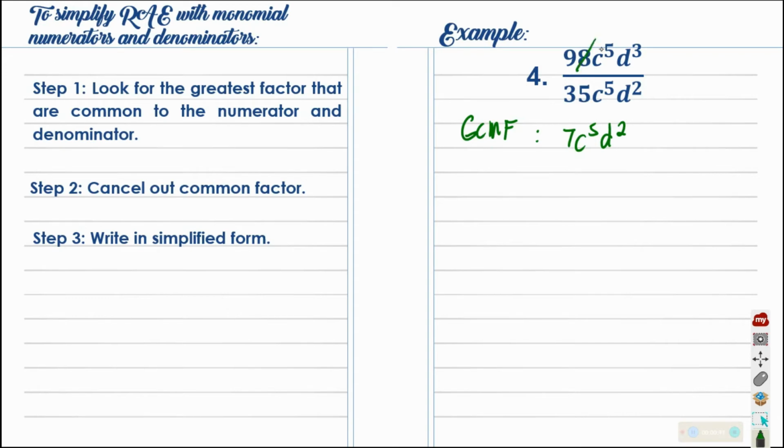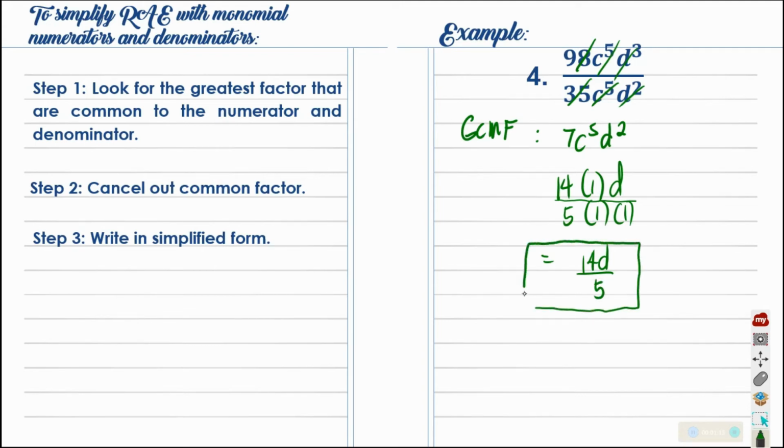So 98 divided by 7, the answer is 14. And then C to the 5th divided by C to the 5th, the answer is 1. And then D cube divided by D squared, the answer is D. All over 35 divided by 7, we have 5. C to the 5th divided by C to the 5th, the answer is 1. And then D squared divided by D squared, the answer is 1 also. And then if we rewrite this as our final answer, we have 14 times 1 times D is 14D, all over 5 times 1 times 1, the answer is 5. Ayan po. So the final answer here is 14D all over 5.